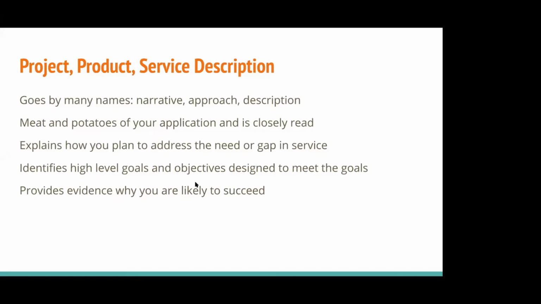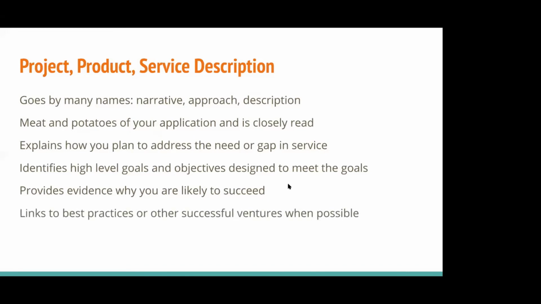So that could be explaining how other business owners have used this approach and it's worked for them, or research shows that this type of product has been very successful in accomplishing this goal that you've set for yourself. So anytime you can draw in other success stories, it's going to help convince the funder that your approach is really the right one.